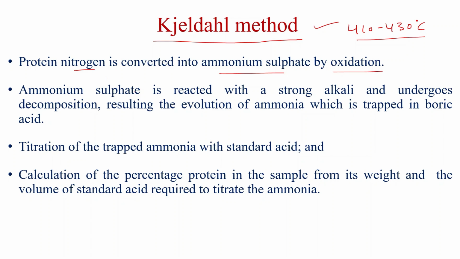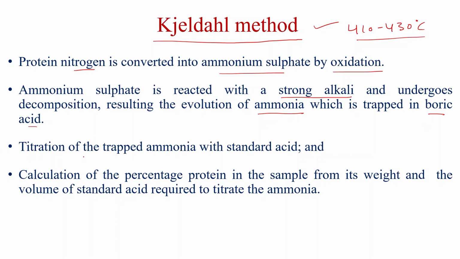Now, ammonium sulfate is reacted with strong alkali. The ammonium sulfate which is produced is treated with strong alkali, and ammonia will be released, which by distillation is trapped in boric acid. This is the distillation process. When the solution is made alkaline, ammonia is released with the help of steam. We use steam, and water is also added, and by distillation the ammonia is trapped in the boric acid containing the indicator.